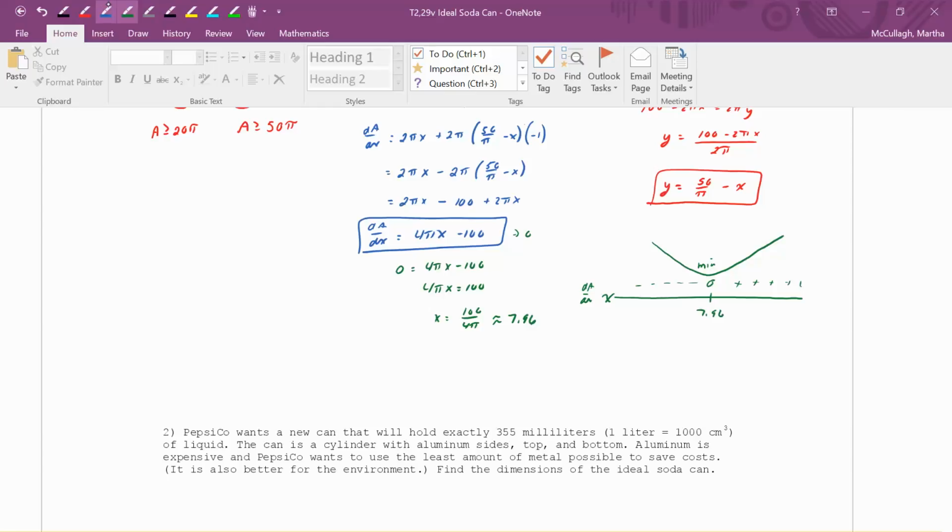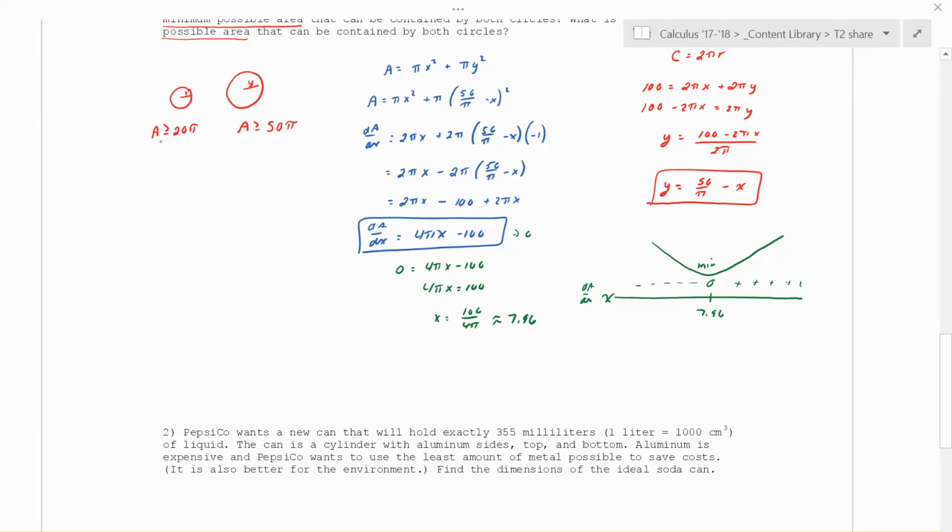constraints, my restrictions. So if I come back to my restrictions, I know that the area of this circle is pi x squared. This is in terms of x. So I've got x squared is greater than or equal to 20, or x is greater than or equal to the square root of 20. I don't need to consider the negative because x is a length. So x is greater than 4.5.